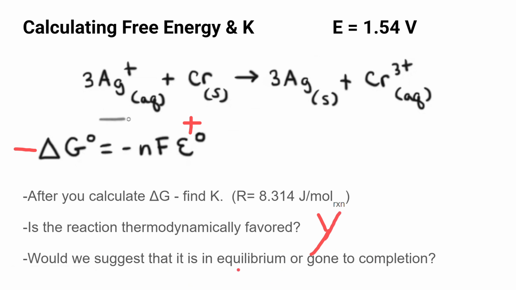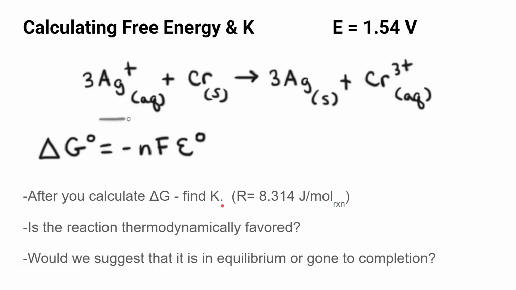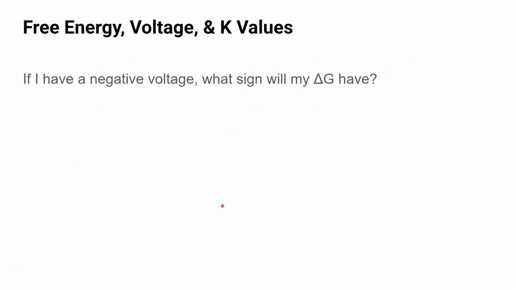Would you suggest the equilibrium has gone to completion? Depending on what my K value is, if I get a big old K, and I'm going to predict that this is the case, that means that yes, it has gone all the way to completion. It's not really at equilibrium. It's pretty much gone to completion. So that's really important to note. Let's keep going: free energy, voltage, and K values.